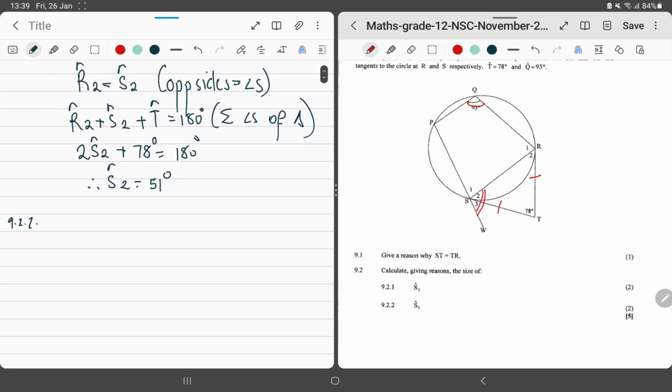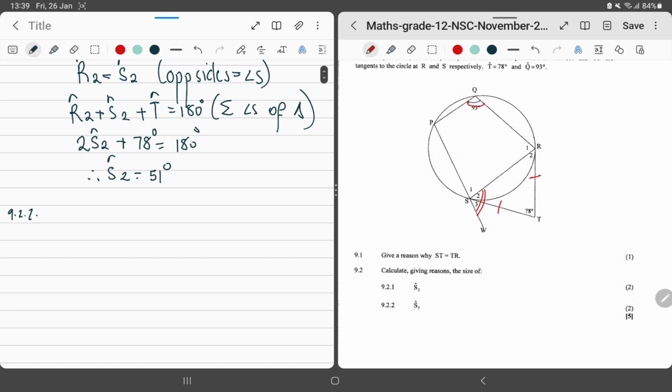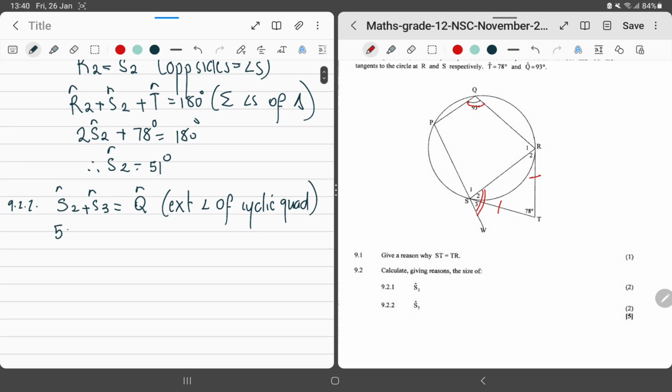9.2.2. They are looking for S3. S2 plus S3 is equal to Q, and this is because of the exterior angle of a cyclic quad. S2 is 51, so S3 plus 51 equals 93. S3 is equal to 93 minus 51. That's 42 degrees.